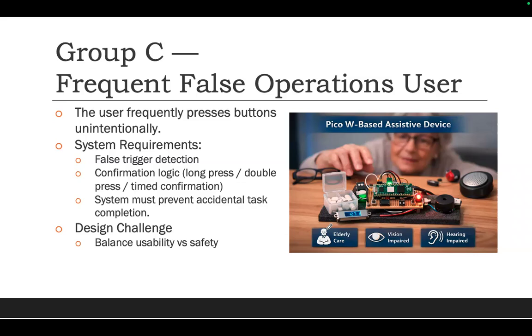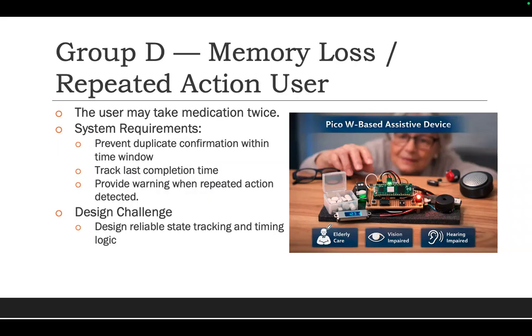And then D, the memory loss or repeated action user. The user may take medication twice in a very short time, which is common. System requirements: prevent duplication, with confirmation within a time window, track the last completion time, and provide a warning when a repeated action is detected. The design challenge is to design reliable state tracking and timing logic.